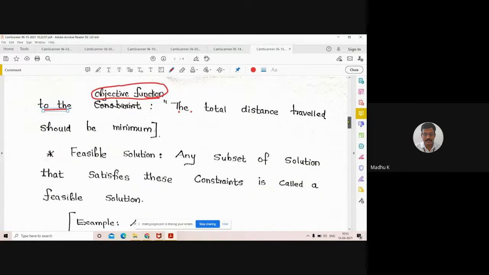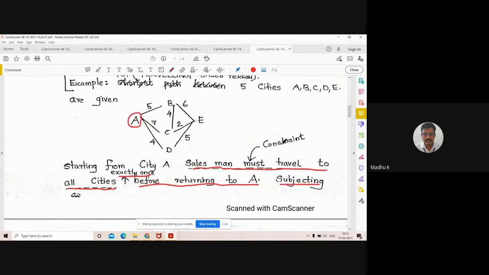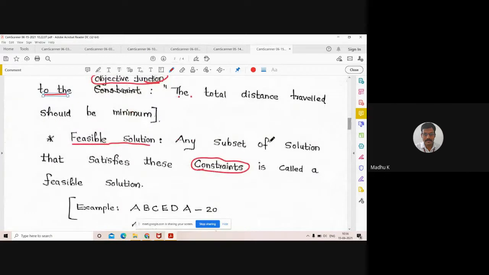So in this case, we are defining what is a feasible solution. What is a feasible solution? Any subset of solution that satisfies these constraints is called a feasible solution. In this type of problem, there will be a constraint. A solution that satisfies that constraint is called a feasible solution. There may be more than one solution that satisfies this constraint.